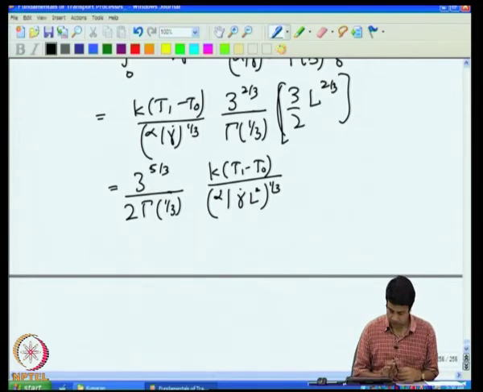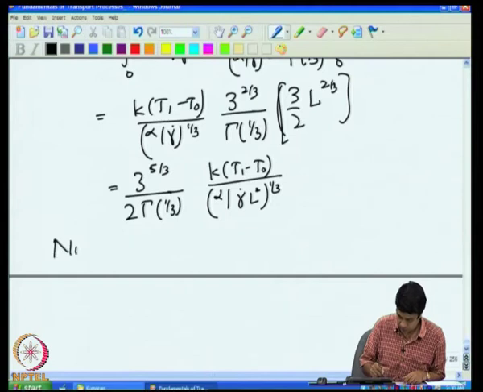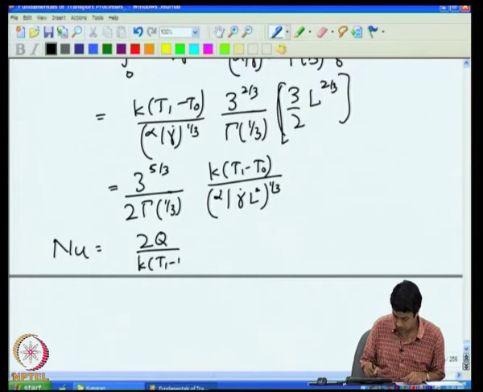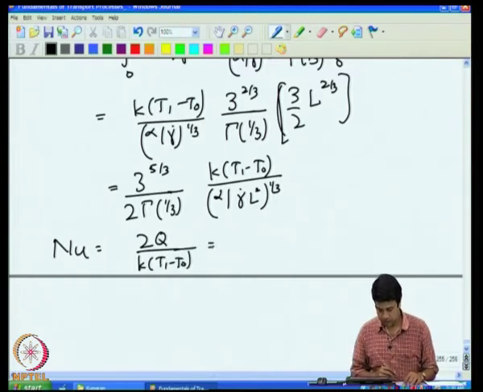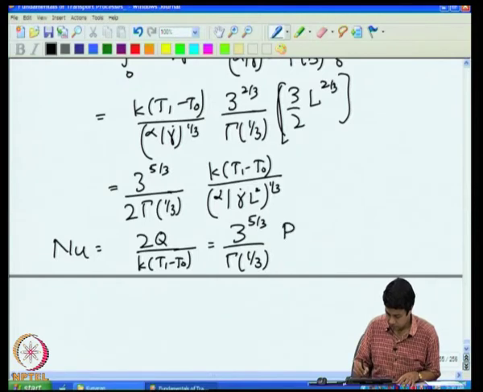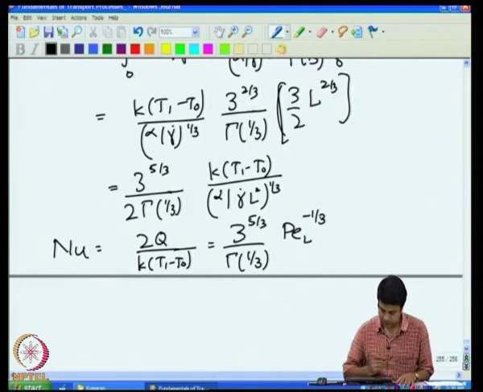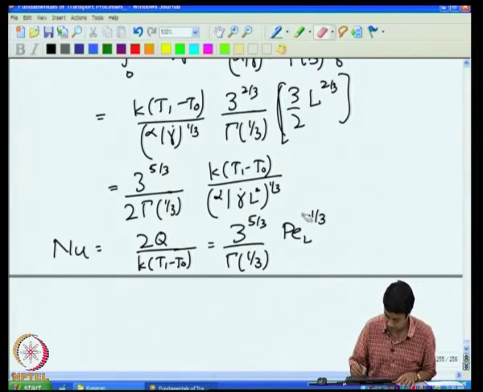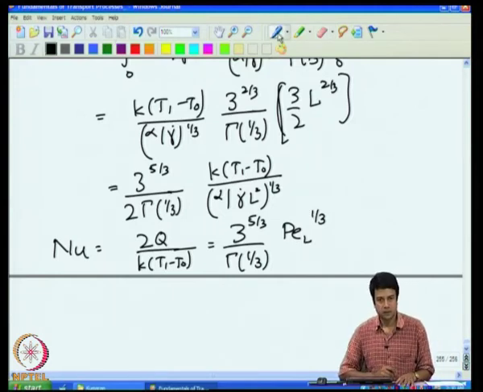Okay, and the Nusselt number traditionally is defined as 2q by k into T1 minus T0. Okay. And you can see that this would be given by 3 power 5/3 by gamma of 1/3 into Peclet number based upon L to the minus 1/3 power. Okay. I am sorry, this is Peclet number based upon L to the plus 1/3 power. So, this gives us the Nusselt number versus Peclet number correlation for the heat transfer from a flat plate.